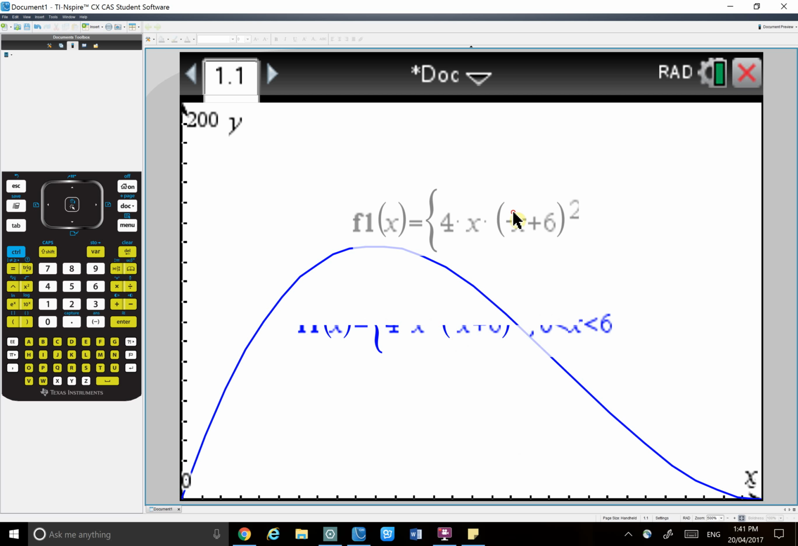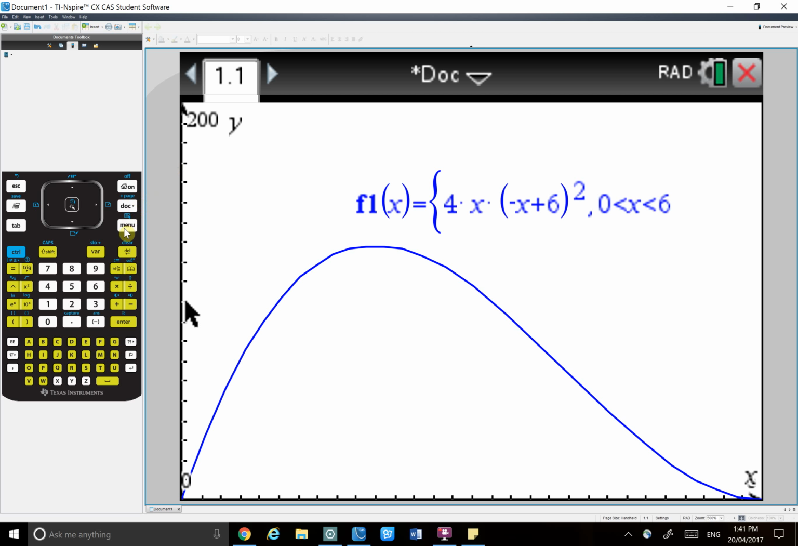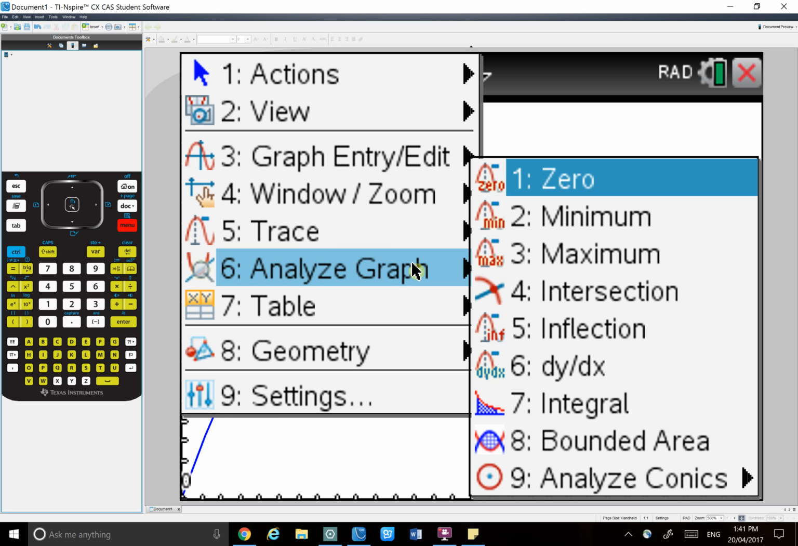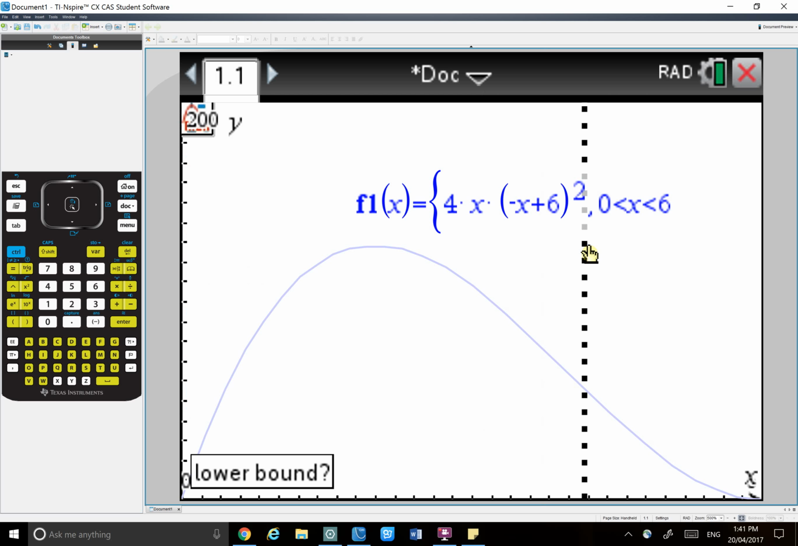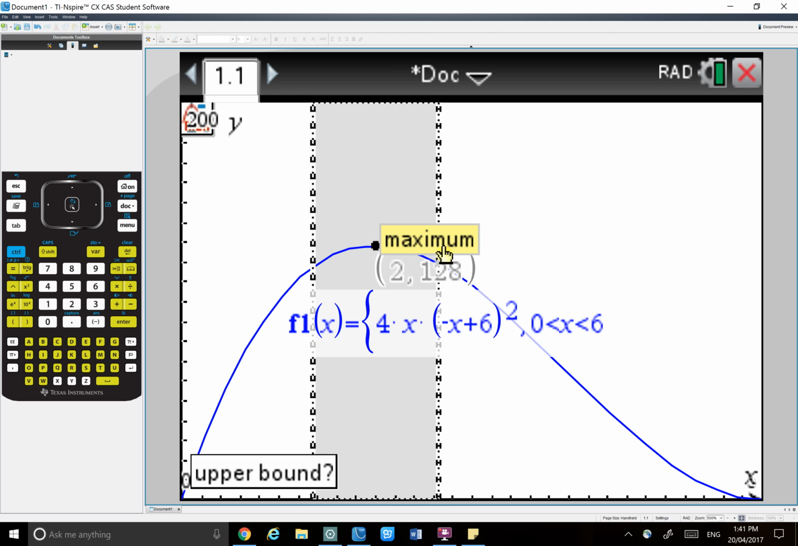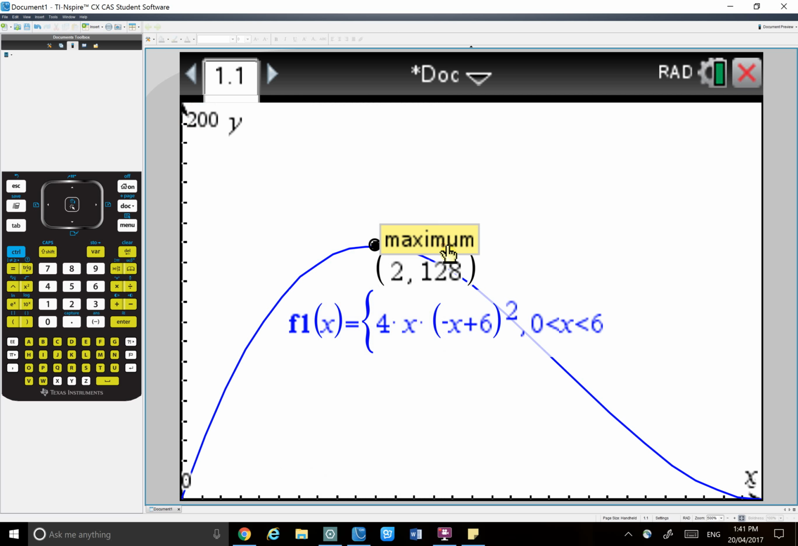So if I want to find this turning point, I'll go menu, number 6, analysis of this graph, and I want to see the maximum. Move this dashed line to the left of the turning point and press enter, then move it to the right of this turning point and press enter. That point is 2, 128. Okay, 2, 128.